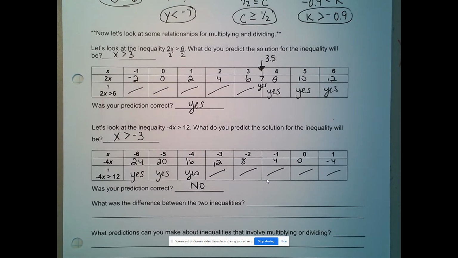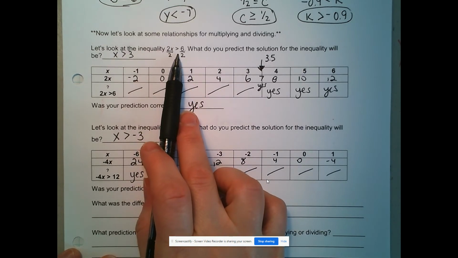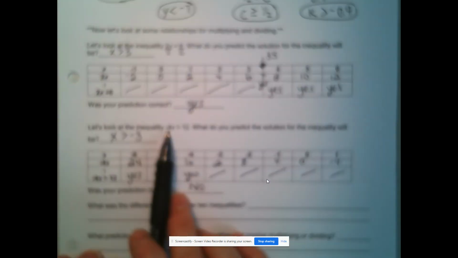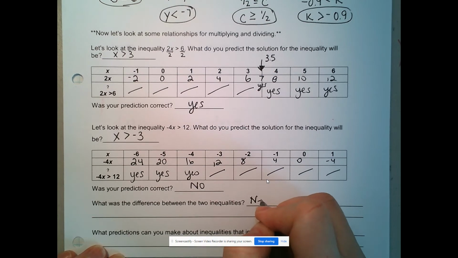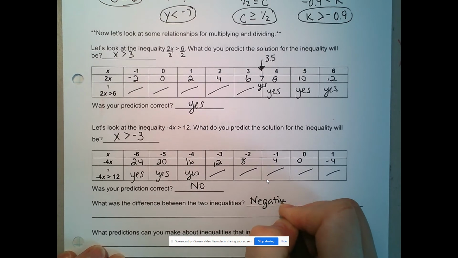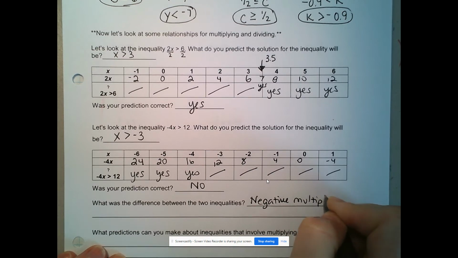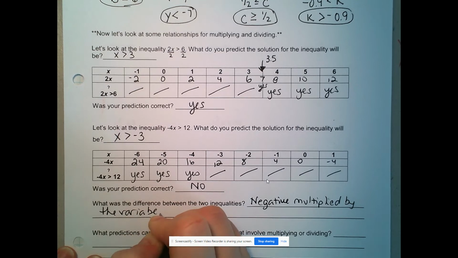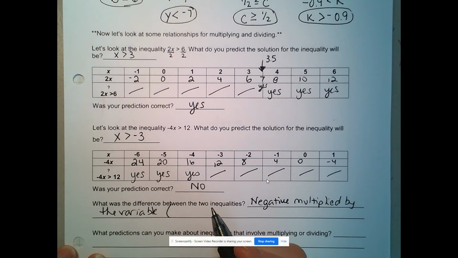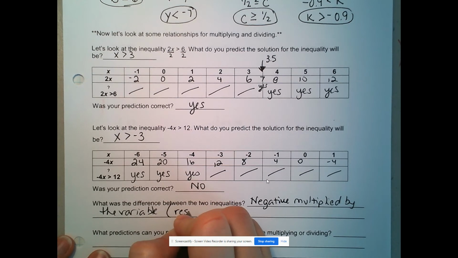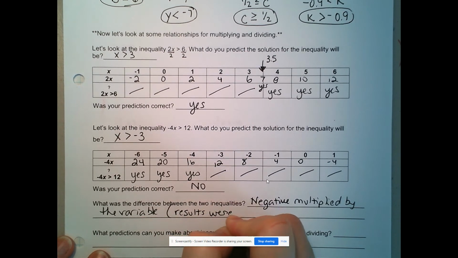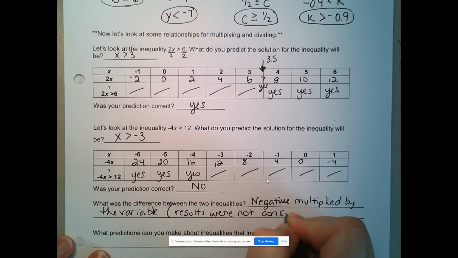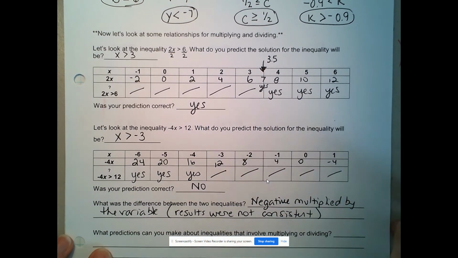What was the difference between the two inequalities? Well, the first one didn't have any negatives in it, and the second one did have a negative. So there was a negative multiplied by the variable. And we can say that it made our results opposite to what we thought they would be. So the results were not consistent. We didn't get what we thought we would get when that negative was in there.